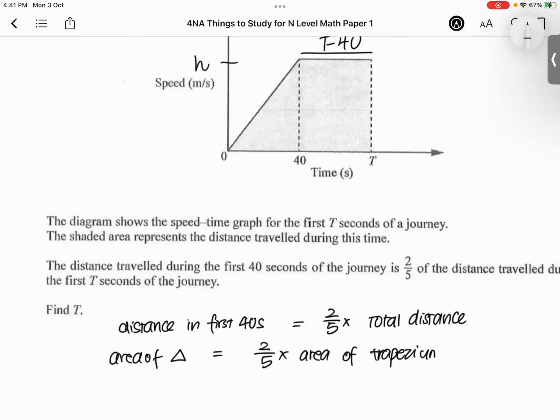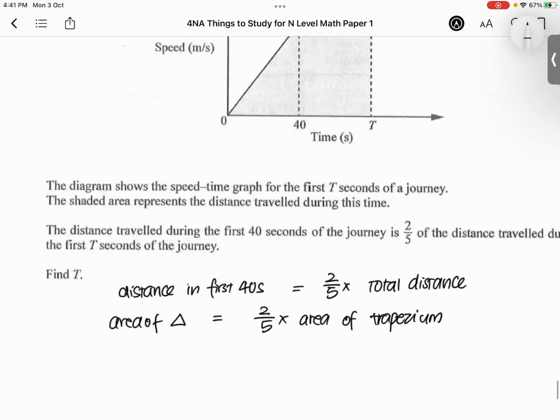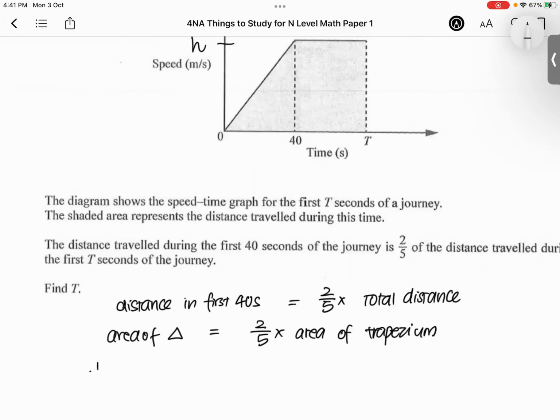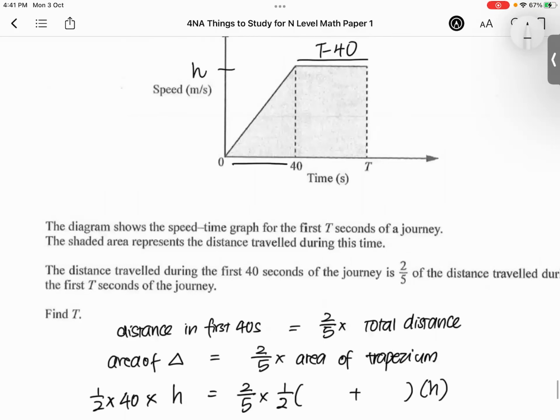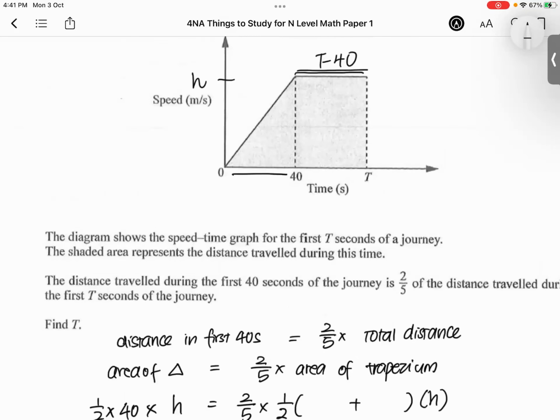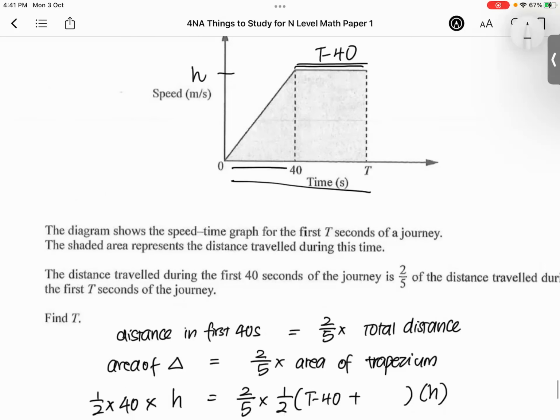So you see, is the trapezium formula important? Definitely important. Must know how to do. Area of triangle, half times base 40 times the height. I don't know, leave it. It's okay. 2/5 area of trapezium, half times A plus B times the height. I do not know, leave it. Where is the A plus B? This portion, the parallel side, T minus 40 plus the base T.